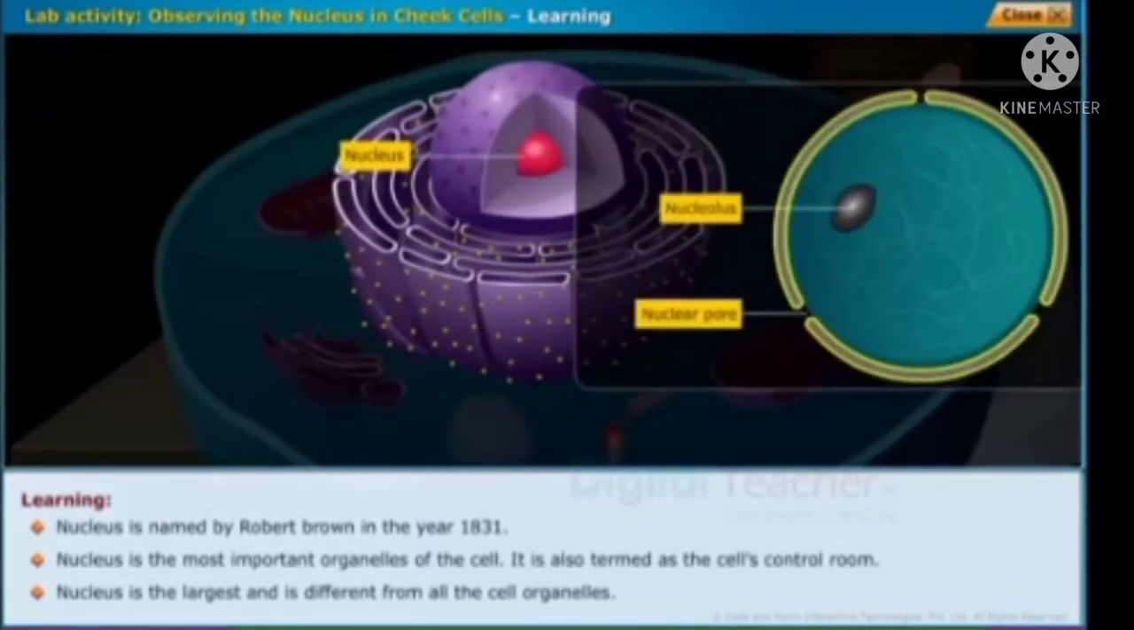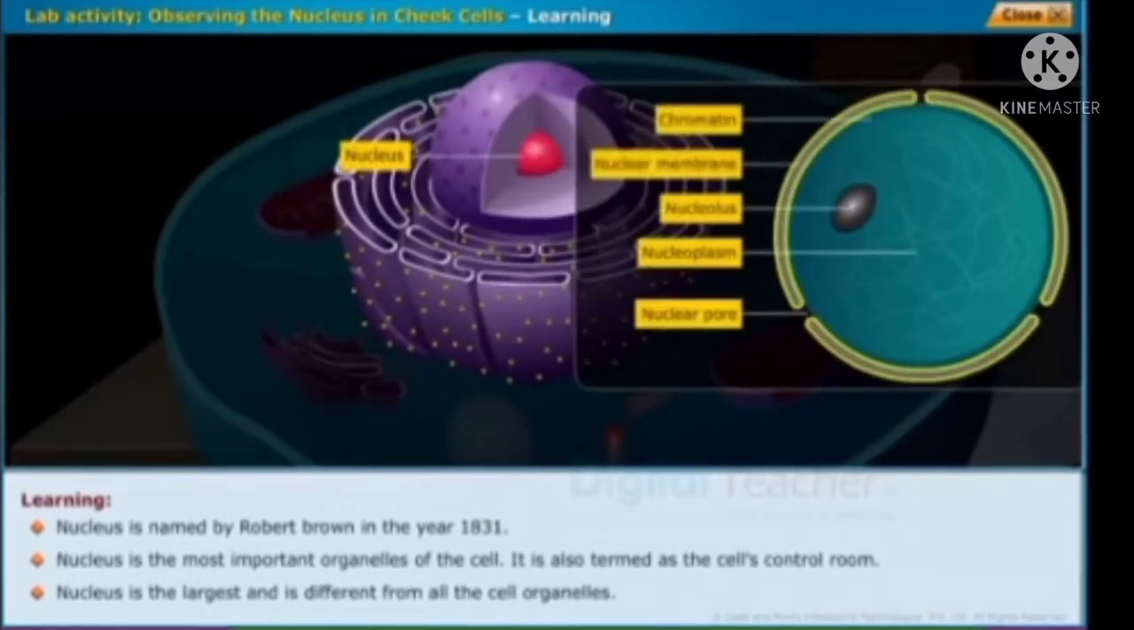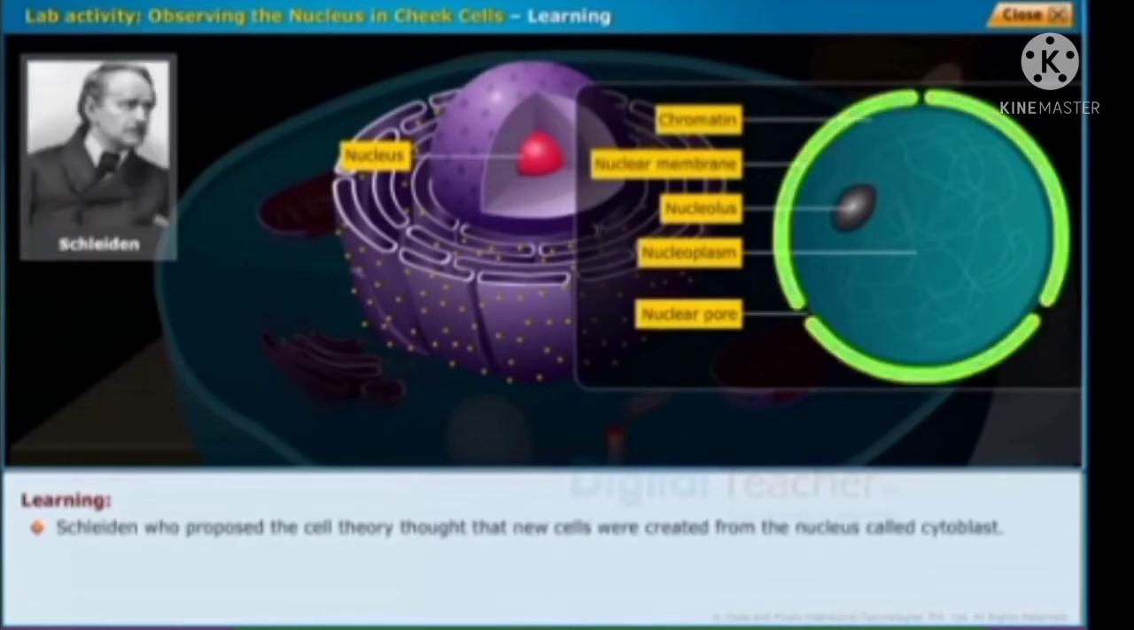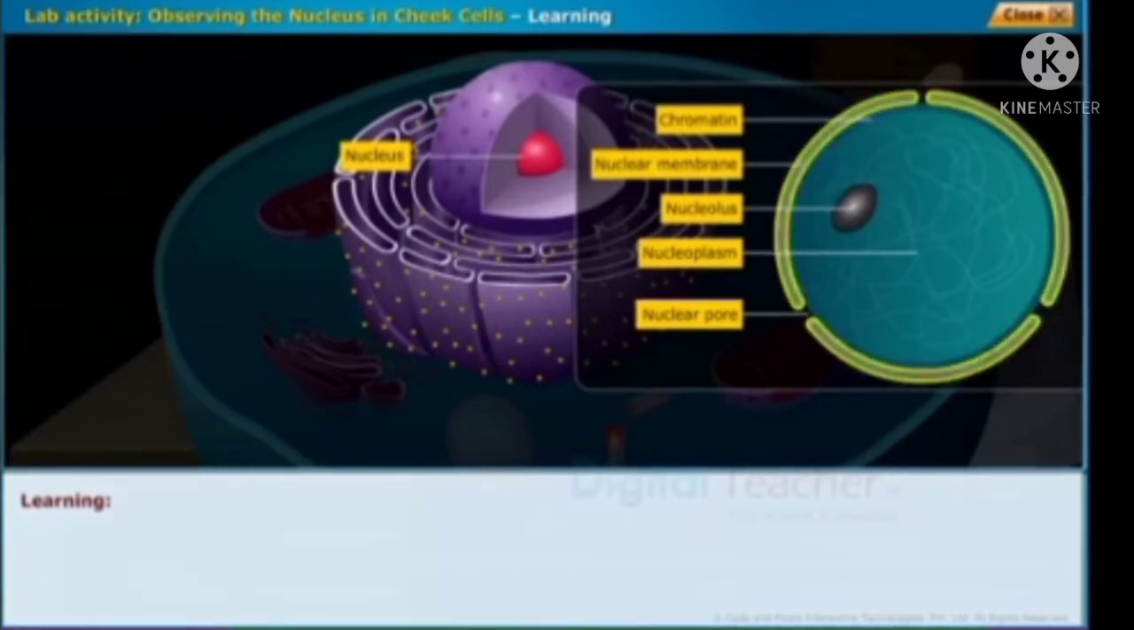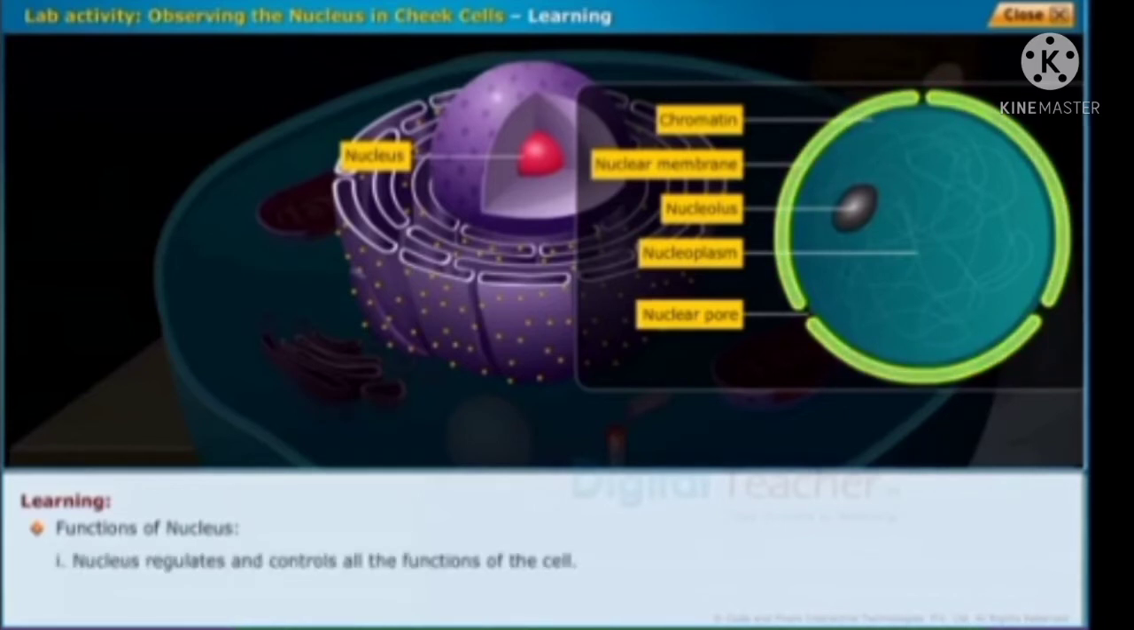Nucleus is the largest and is different from all the cell organelles. Schleiden, who proposed the cell theory, thought that new cells were created from the nucleus, called cytoblast. Now coming to the functions of nucleus. Nucleus regulates and controls all the functions of the cell. It determines the characteristics of an organism.